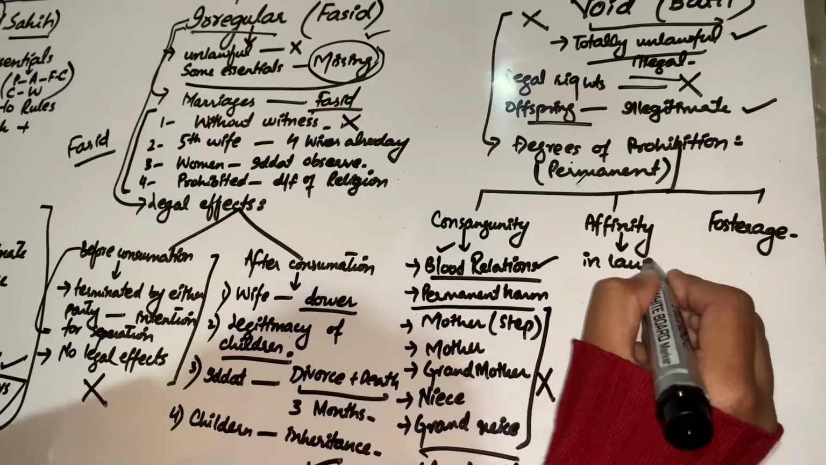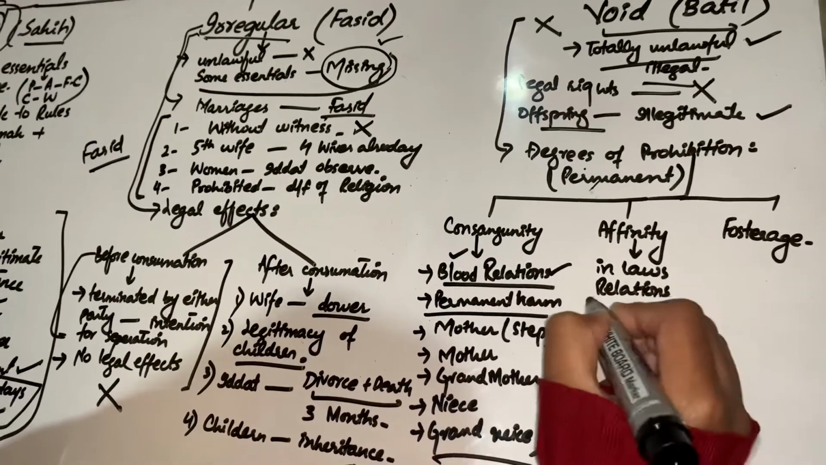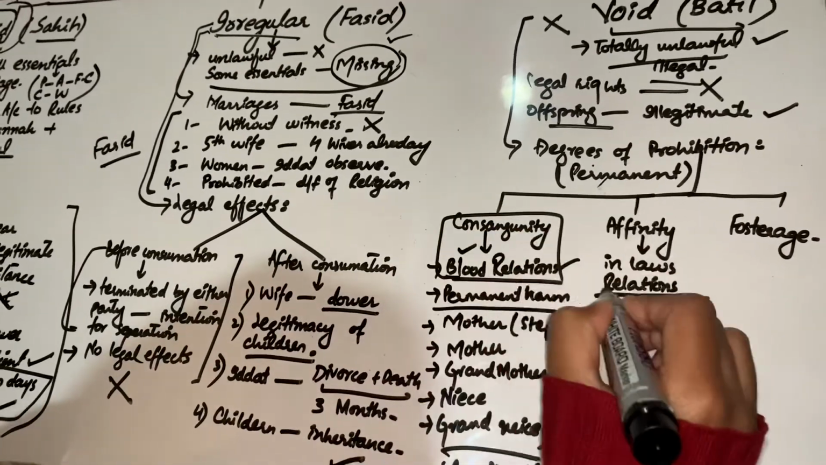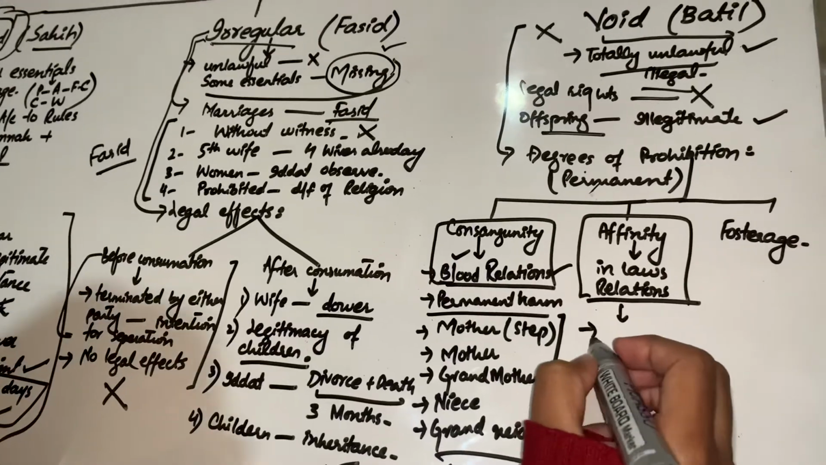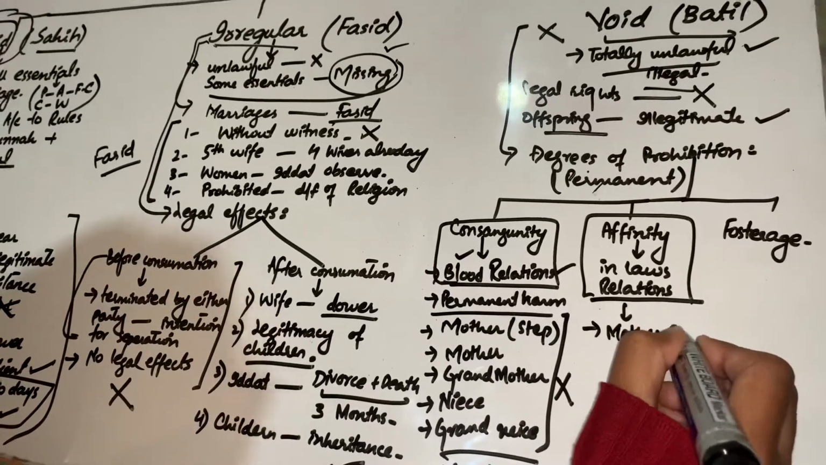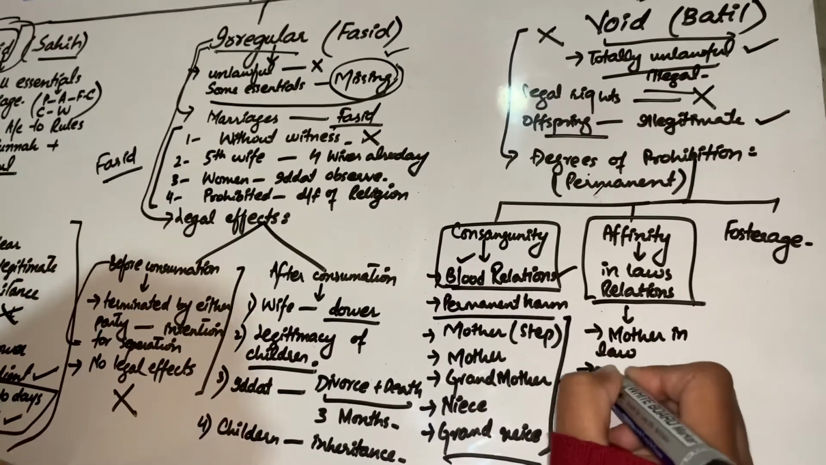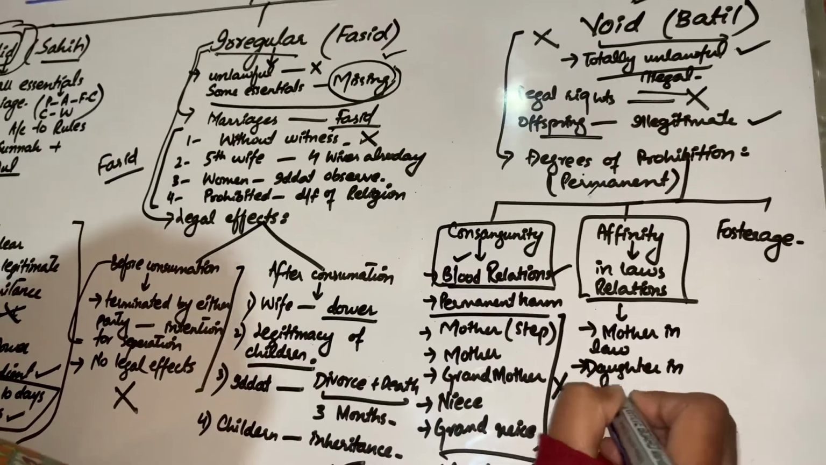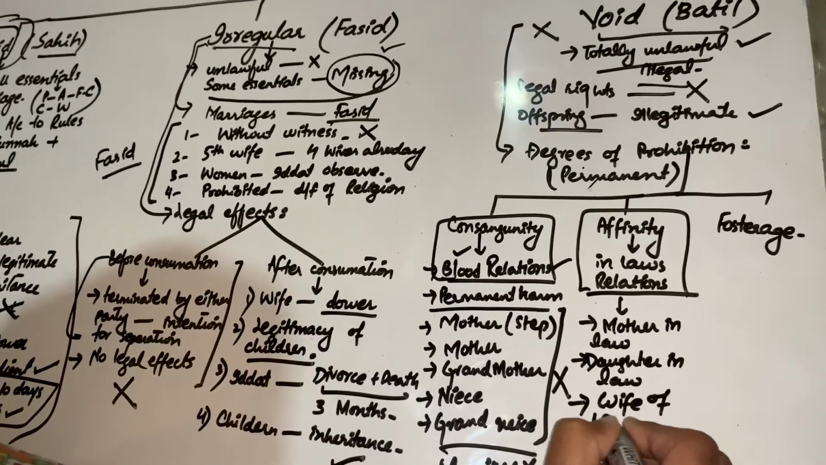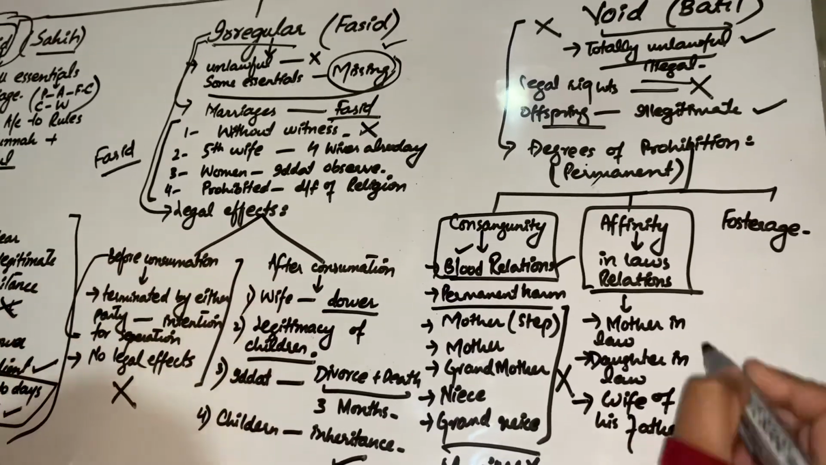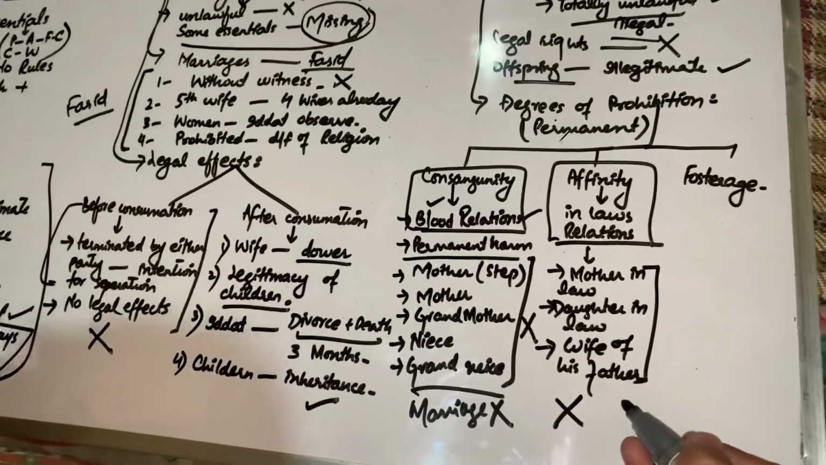Next is affinity. Affinity means in-laws relationship or the relationship developed by law. So it is haram in Islam for a Muslim to marry the wife's mother or his mother-in-law, his daughter-in-law, the wife of his father or his paternal grandfather. So that marriage will be called a void marriage.